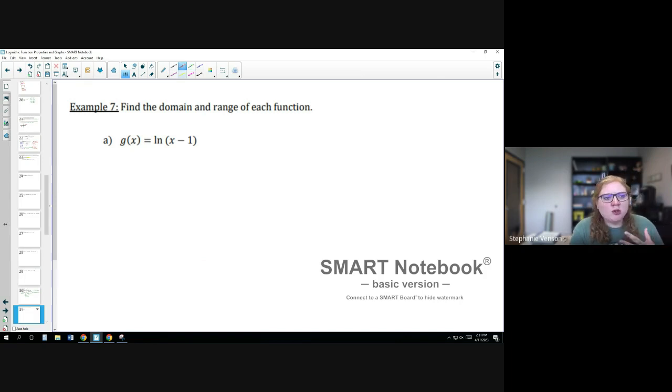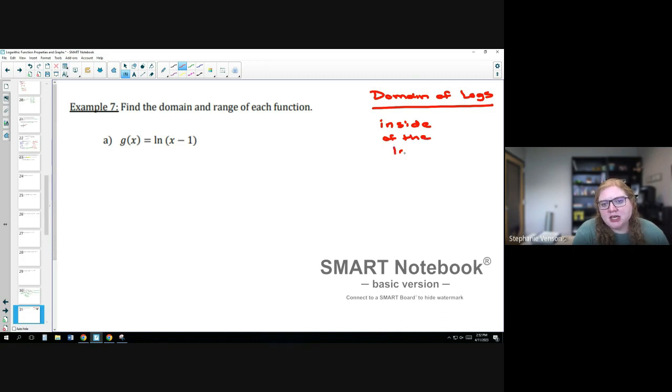So I've not taught you how to find the domain of logarithms yet. So on the side of your paper, I need to give you a rule for finding the domain of logs. So here's your rule. Because the parent function for a logarithm has a vertical asymptote at x equals 0, the domain is going to be found by taking the inside of the log and setting it greater than 0. And then, of course, you're going to solve that.